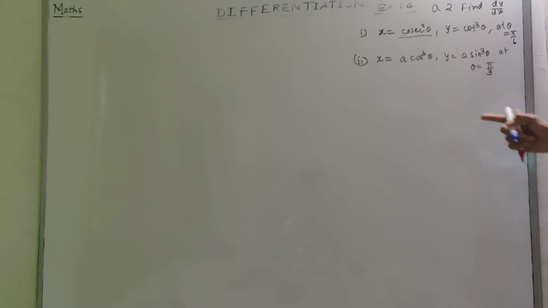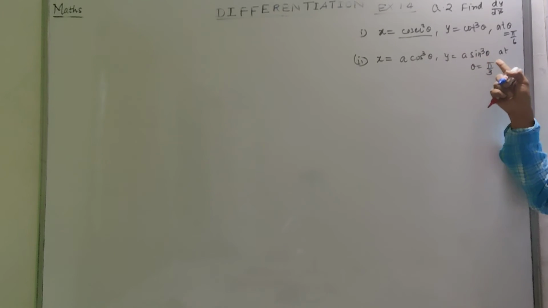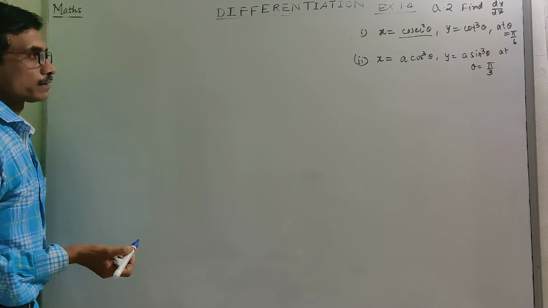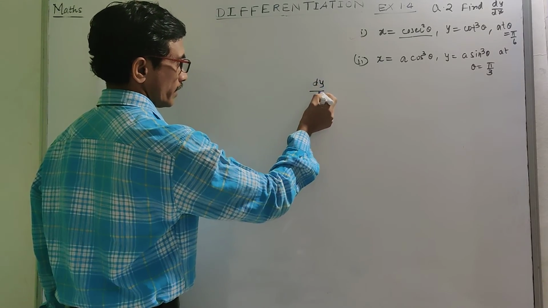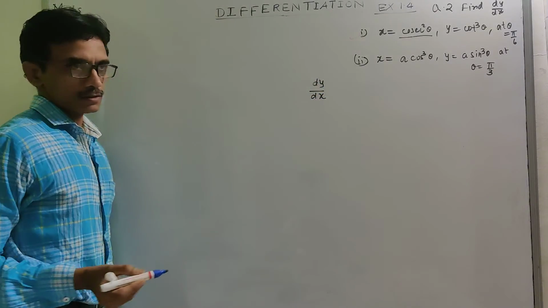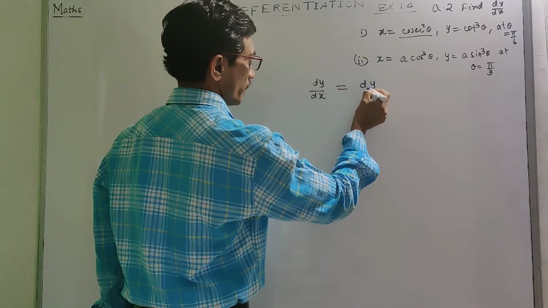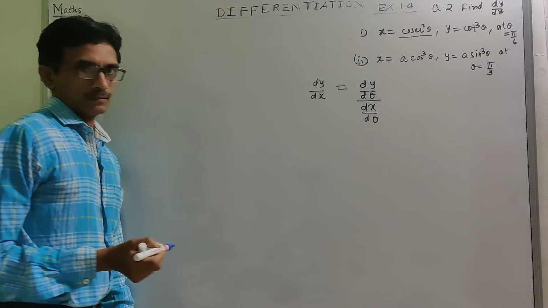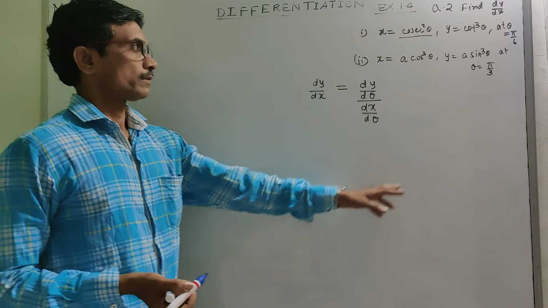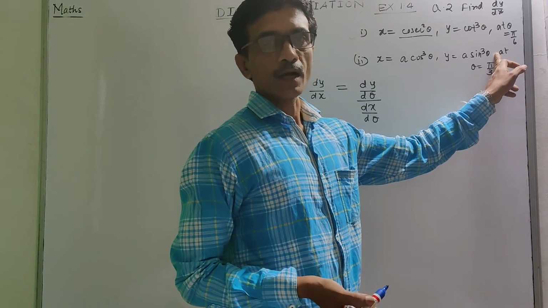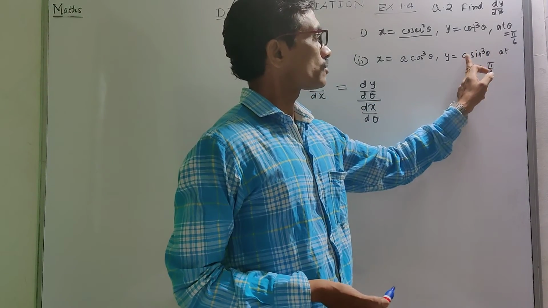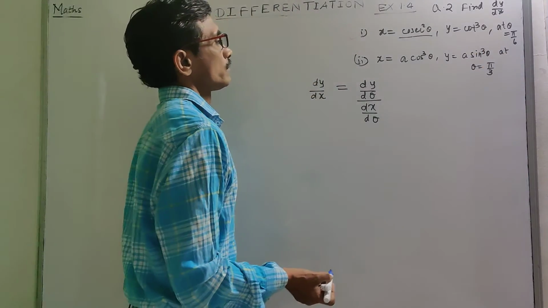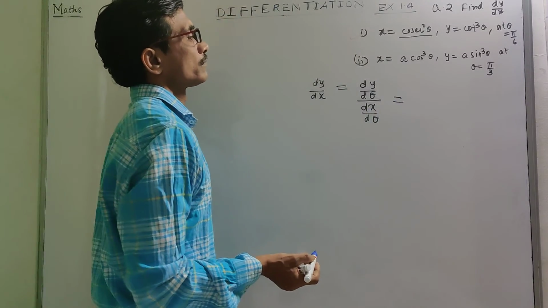Second sub question: x is equal to a cos cube theta, y is equal to a sin cube theta. Find dy by dx at theta is equal to pi by 3. dy by dx is equal to dy by d theta upon dx by d theta. So dy by d theta: y is a sin cube theta, a is constant, the derivative of sin cube is 3 sin square into the derivative of sin theta.